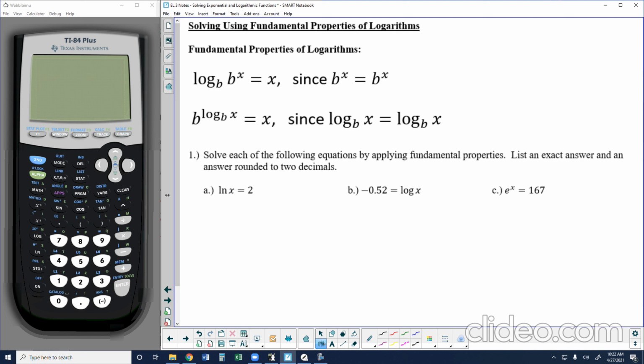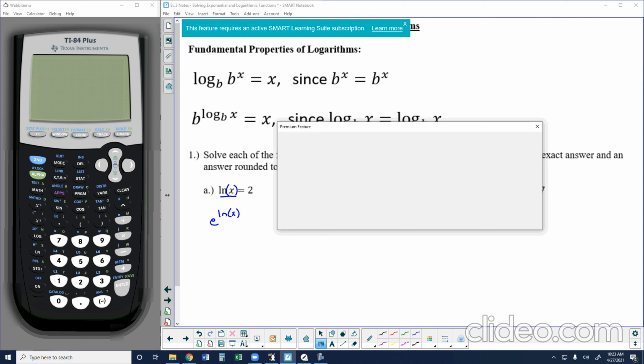Again, it's as if we had parentheses around the x. The x is our input of the natural log. So in order to get x by itself, think about solving equations. You want to isolate the x. We need to use an exponential equation with the same base as my logarithm. Remember, a natural log is log base e, so I'm going to take an exponential equation with base e. Now this expression, the natural log of x, becomes the exponent.